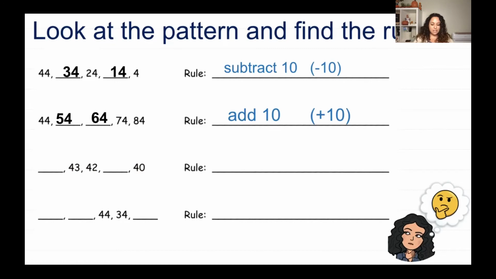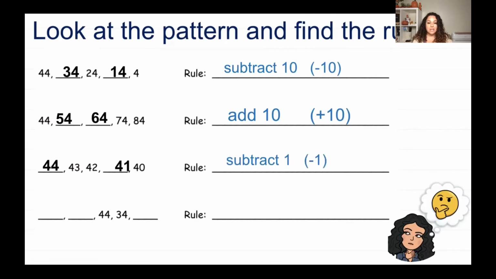So if I have to think about what number comes before 43, well, look, I've been starting at 44, and I bet you I'm going to start at 44 again. Yep, 44, 43, 42, 41, 40. So I am subtracting 1.